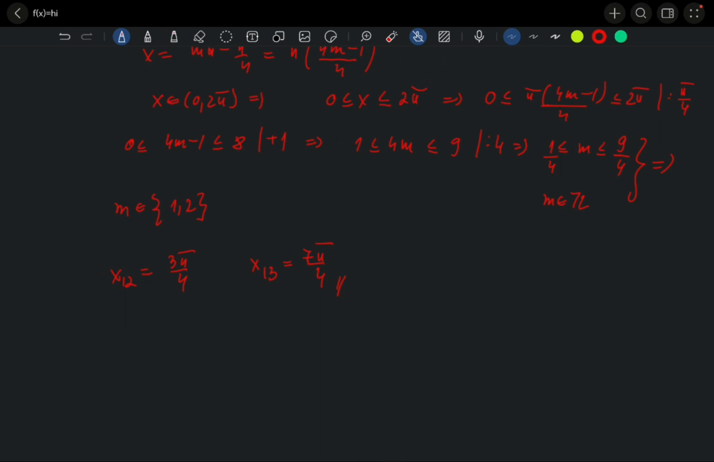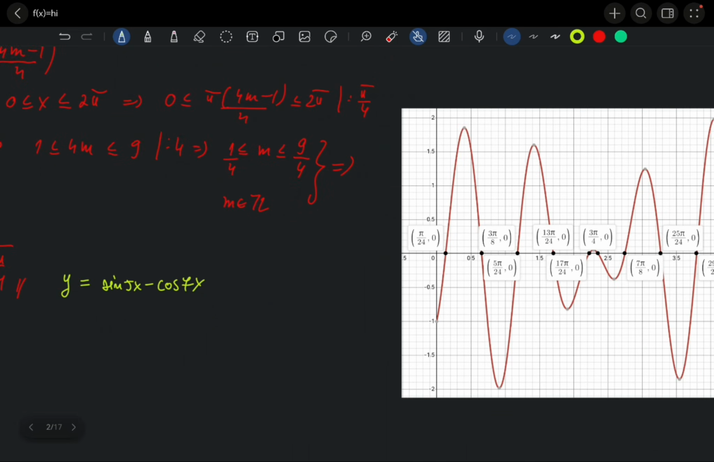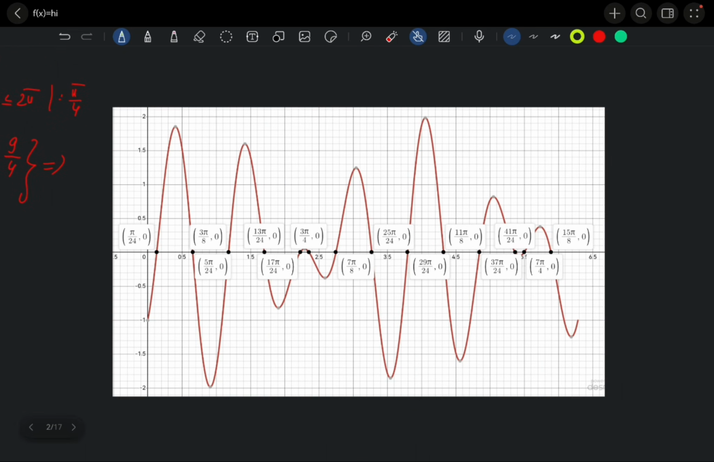And that's it. We found all the 14 solutions of our equation. And if you don't believe me, let's take a look at the graph of y being equal to sine of 5x minus cosine of 7x on the interval from 0 to 2 pi, and see that it intersects the OX line 14 times exactly at the values that we found earlier. What a beauty.